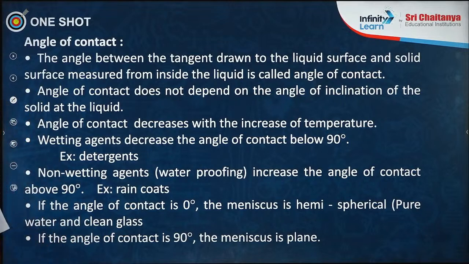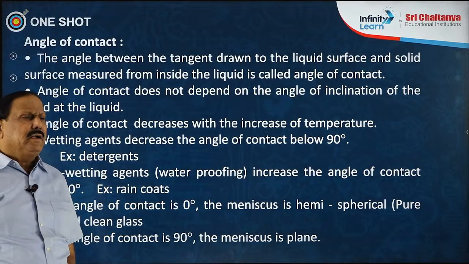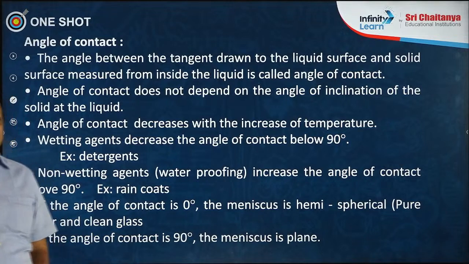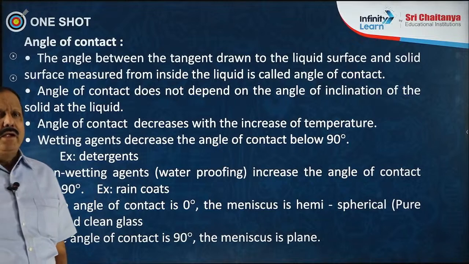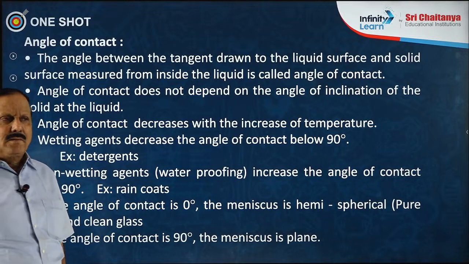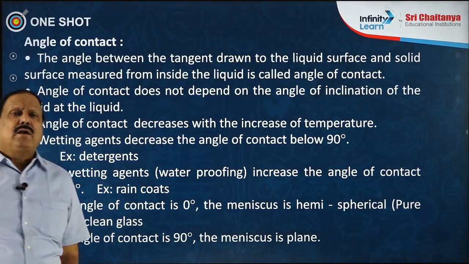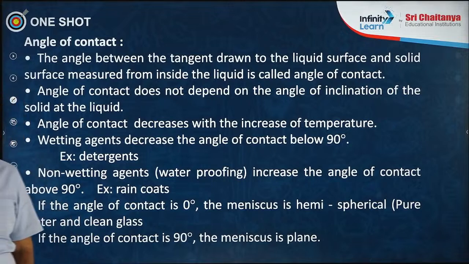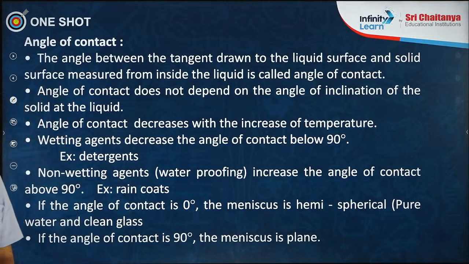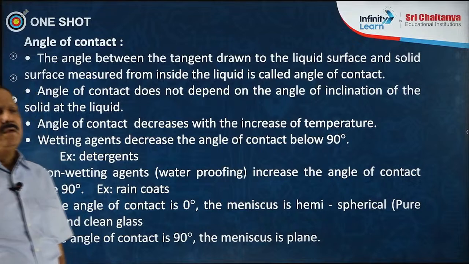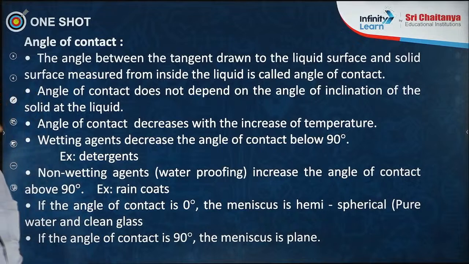Similarly, for a few liquids, the angle of contact is more than 90 degrees. For example, mercury, it is around 140 degrees. So, mercury does not wet the glass. For a few liquids, the angle of contact is exactly 90 degrees. For example, if you take pure water in a pure silver vessel, the angle of contact is exactly 90 degrees.